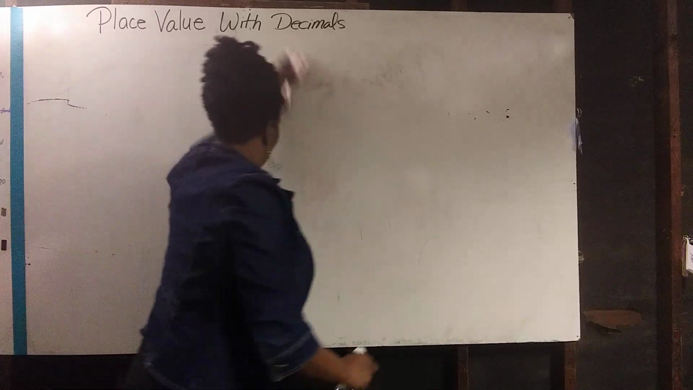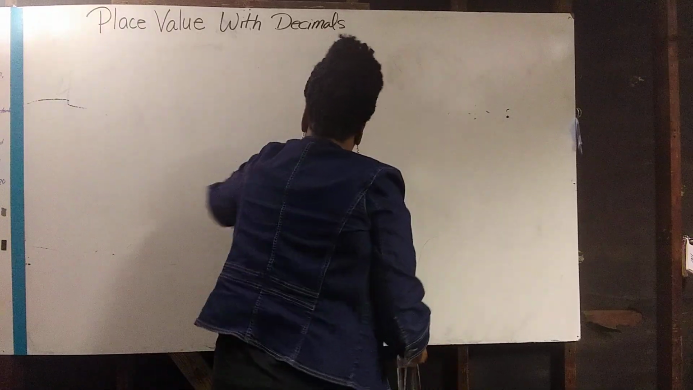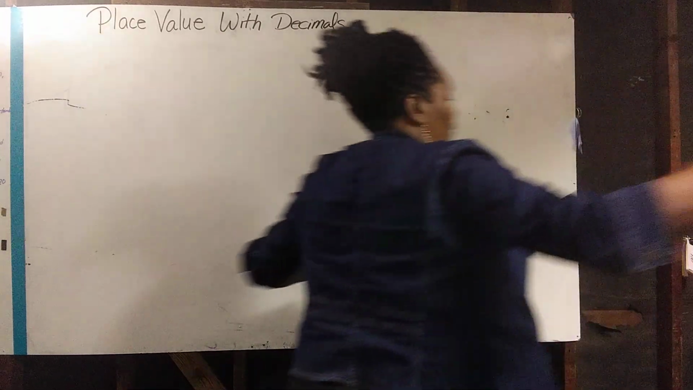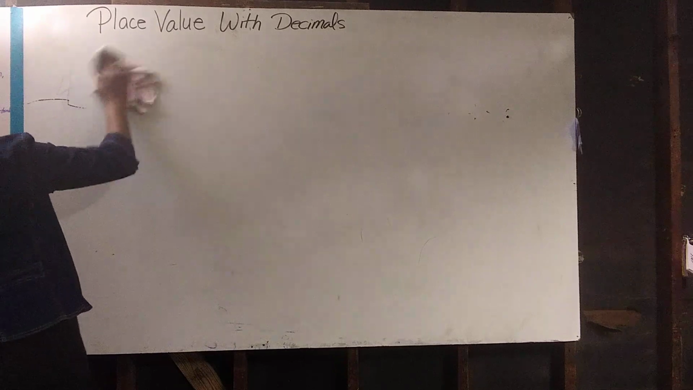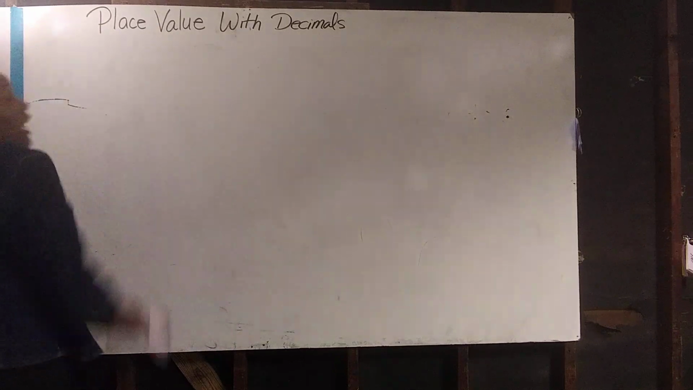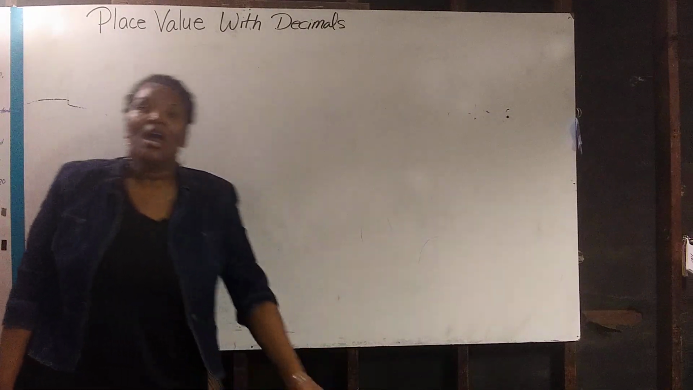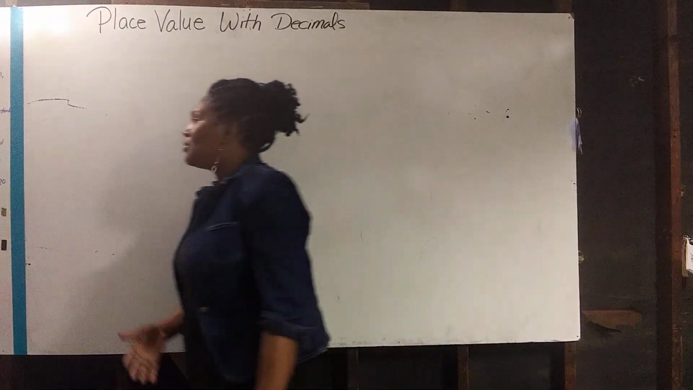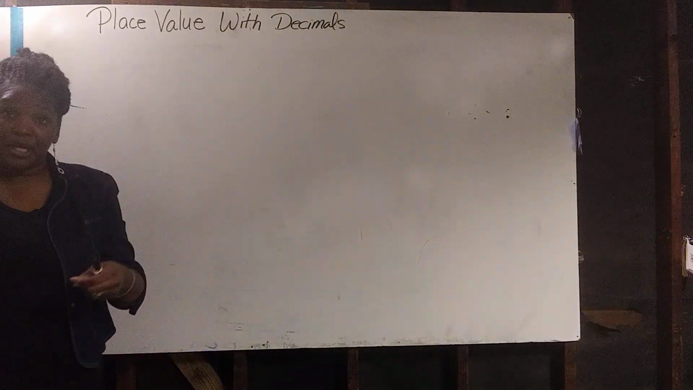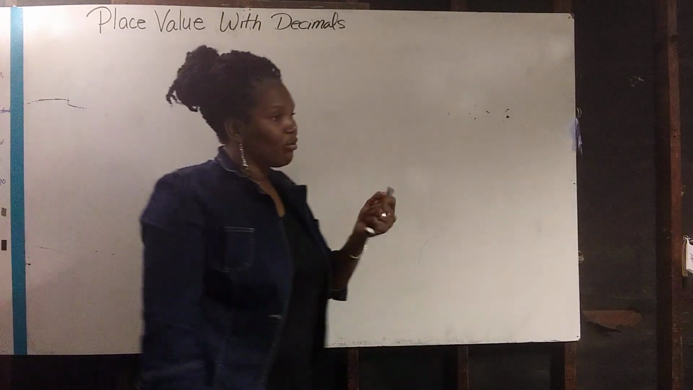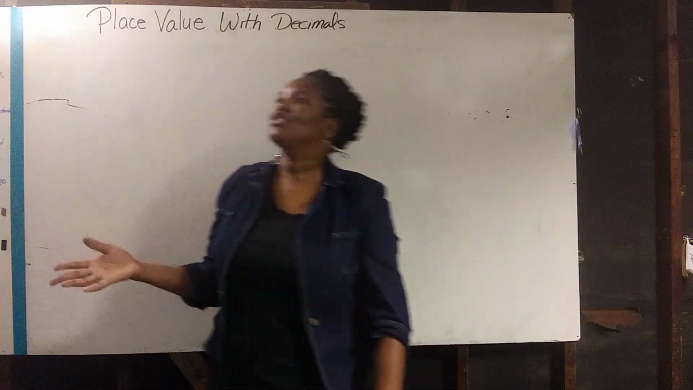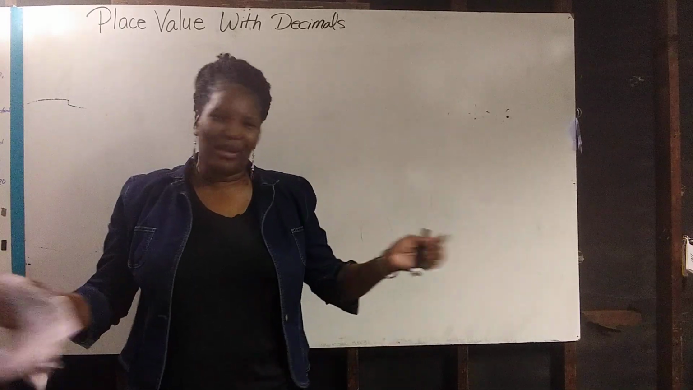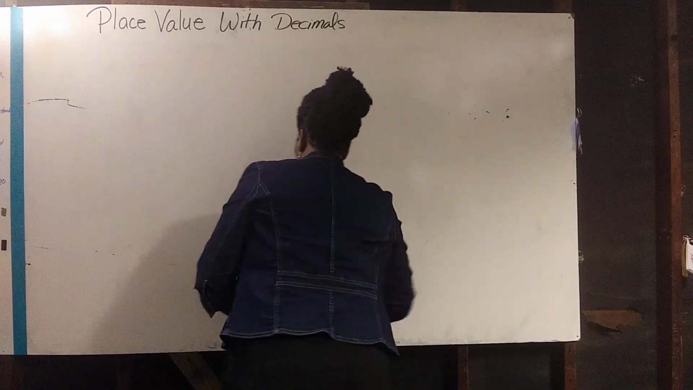All right? So while I'm erasing this board, let's just go over the place value. Let's go over the place value starting at the ones place. Ones, tens, hundreds, thousands, 10,000s, 100,000s, millions, 10 millions, 100 millions, billions, 10 billions, 100 billions, trillions, 10 trillions, 100 trillions. And there are more numbers, but we're not going that far. Okay? So now look.